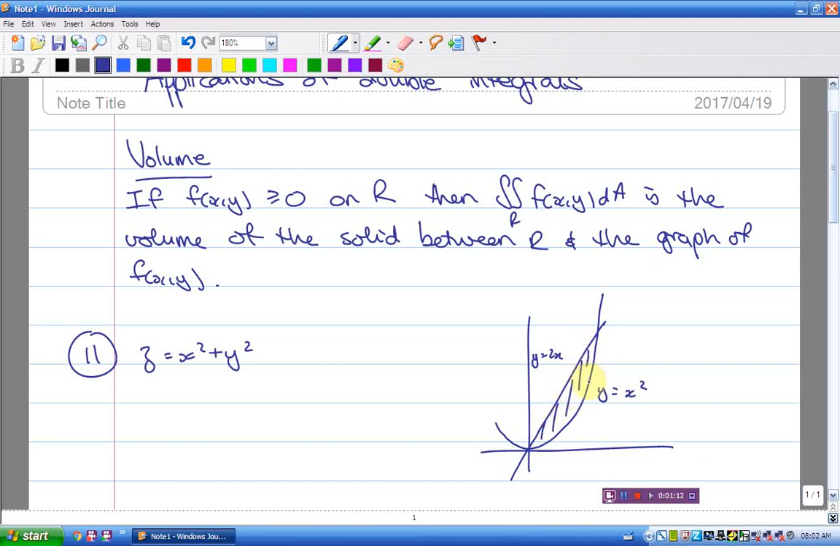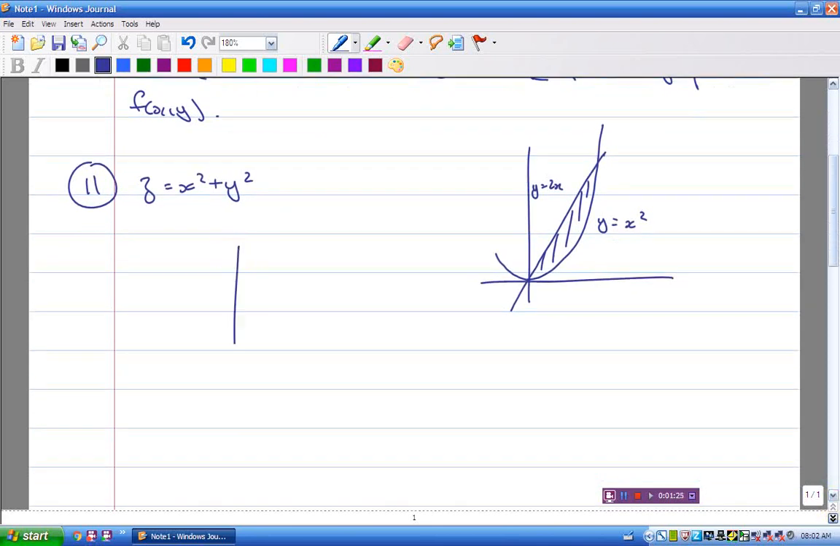Now that word bounded is important. It means that our region is completely edged by those curves. So let me just go on about that for a bit. Here's a parabola. Here's a straight line. Okay, it's a bit wobbly. But this over here is the only bit that's fully bounded.